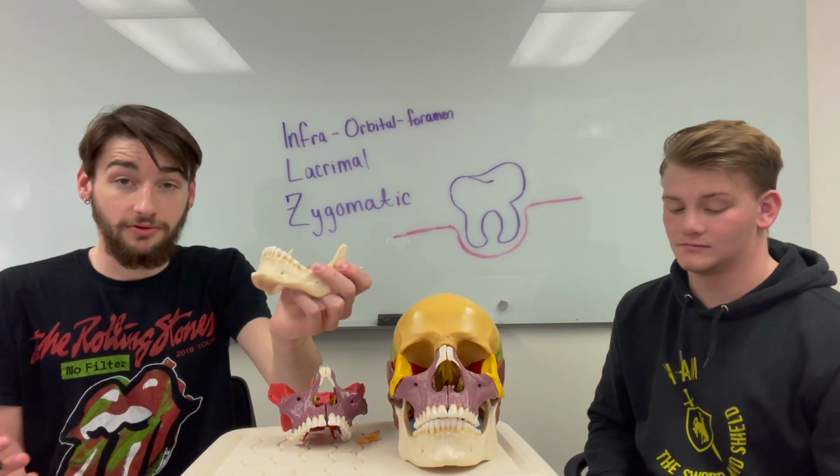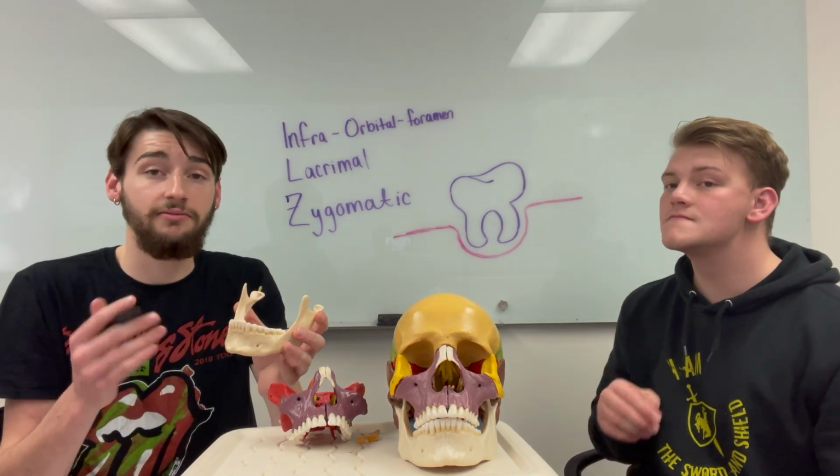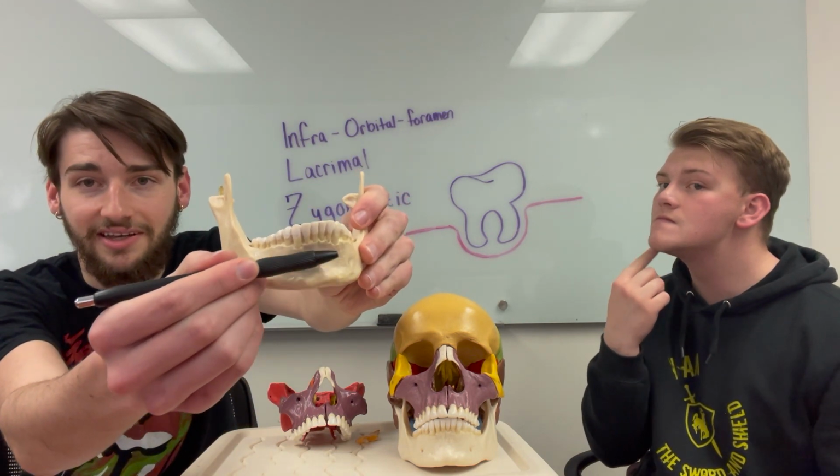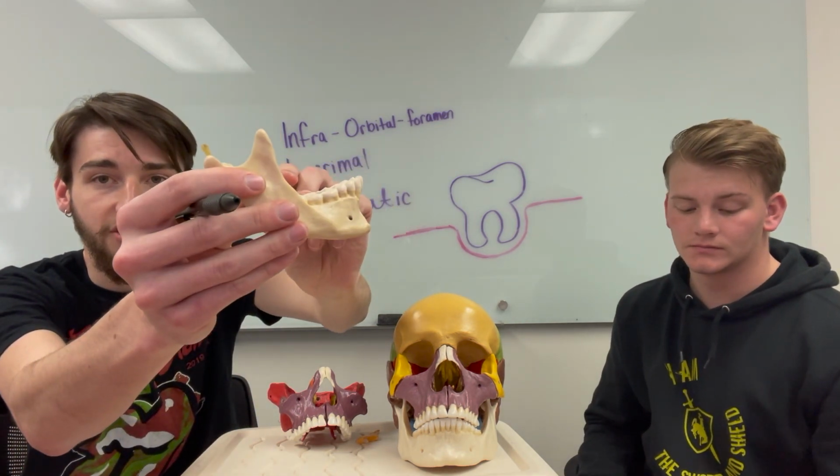Next, we've got the mental protuberance. So we know mental means chin. That's the first place we're going to look. We've got the mental protuberance, which is this bony prominence at the end of our chin. It forms the butt of our chin right there.